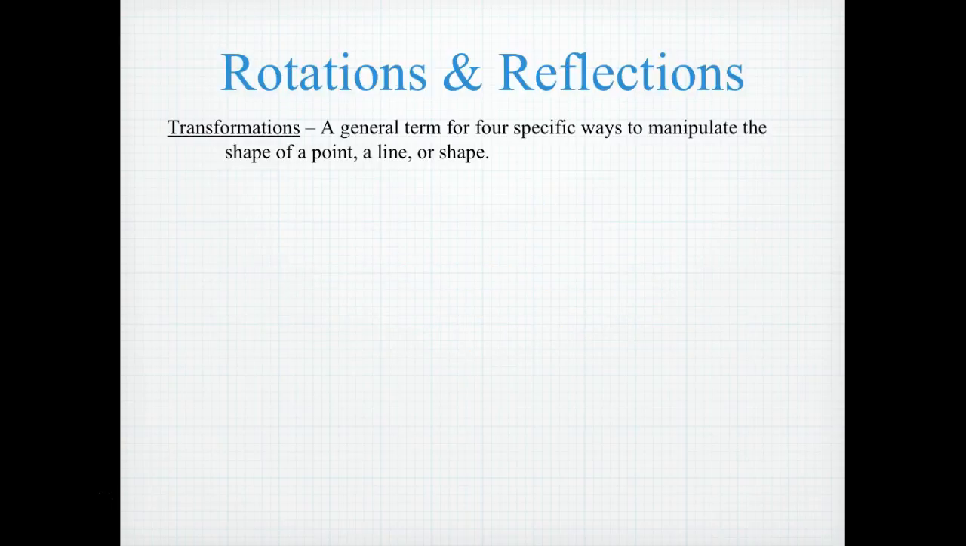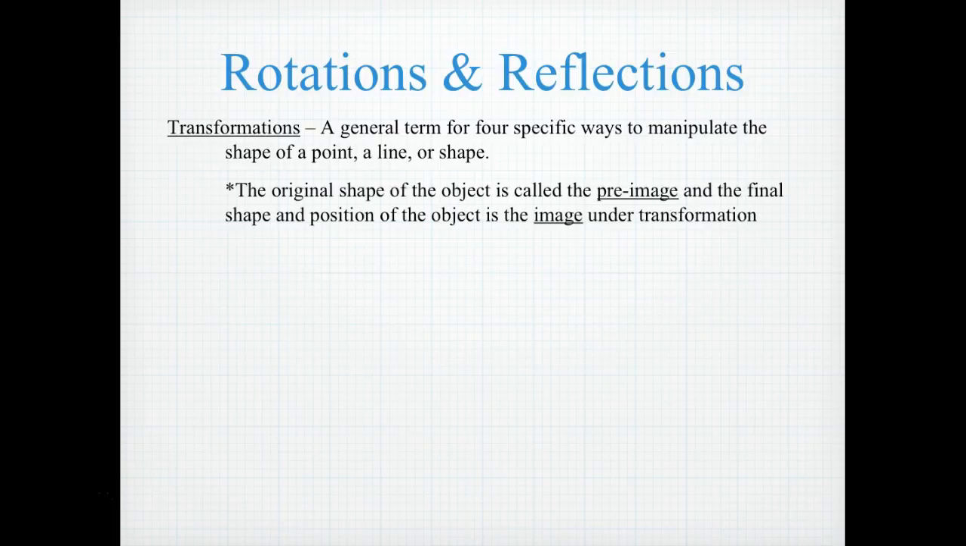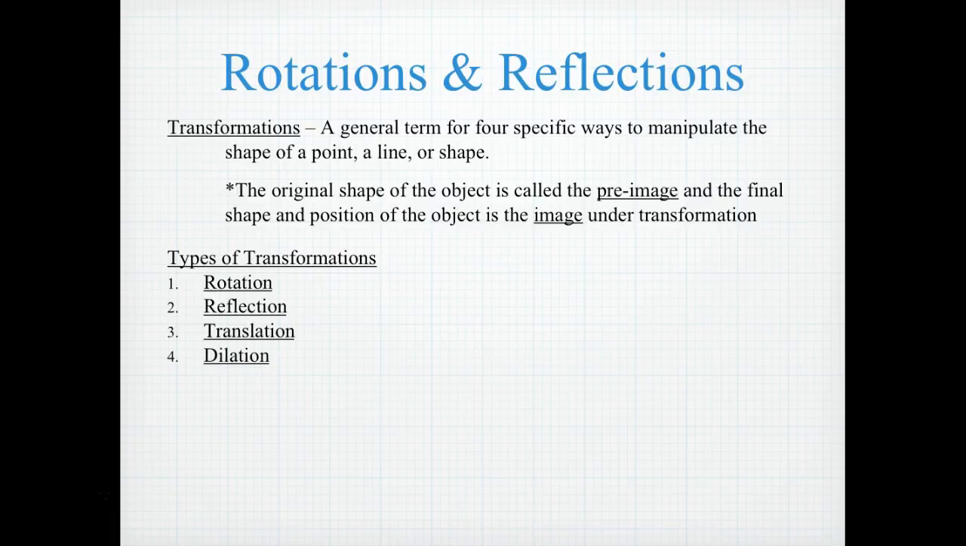A transformation is a general term for four specific ways to manipulate the shape of a point, a line, or a shape. The original shape of the object is called the pre-image, and the final shape and position of the object is called the image under transformation. The four types of transformations we're going to cover are the rotation, the reflection, the translation, and the dilation.